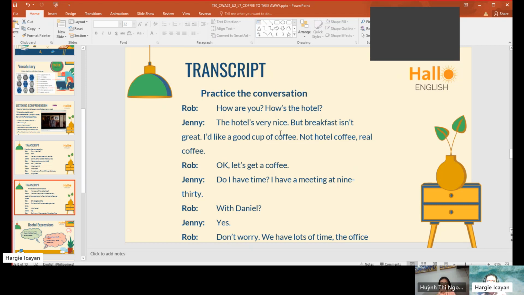So according to Jenny, yes, the hotel's very nice, but she doesn't like the breakfast, right? Okay. And aside from the breakfast, maybe she also doesn't like the coffee in the hotel. That's why, according to her, I like a real coffee. And then after that, when Rob heard that, Rob offered Jenny a cup of coffee by saying, okay, let's get a coffee. Okay? And then, of course, you also have to ask, do I have time? I have a meeting at 9:30, something like that.